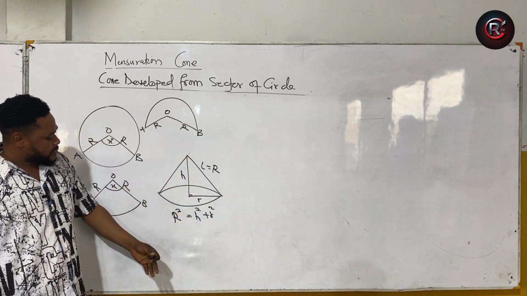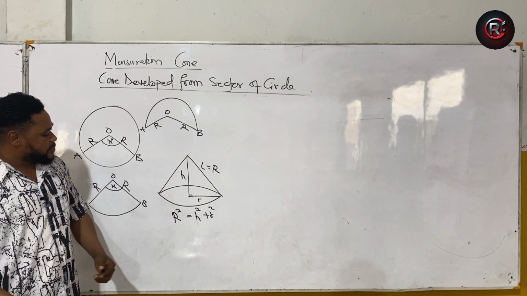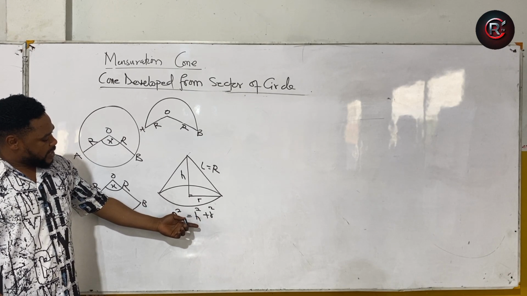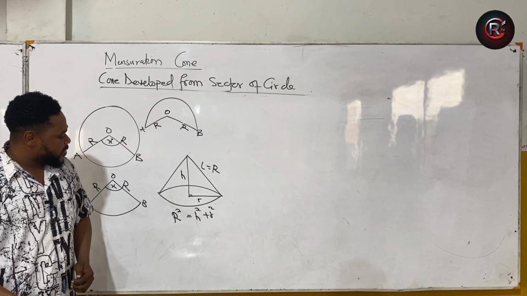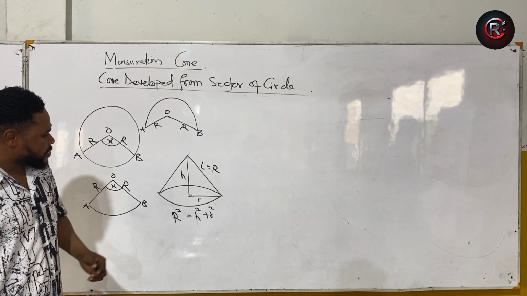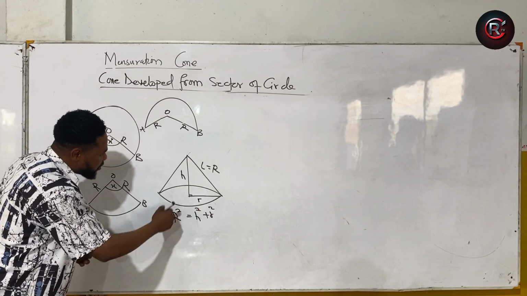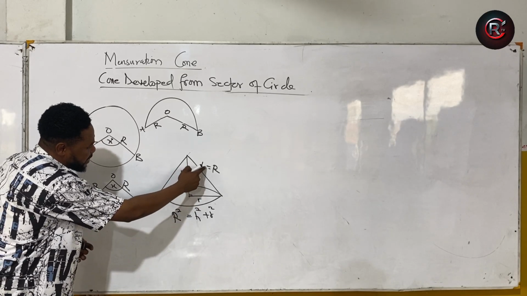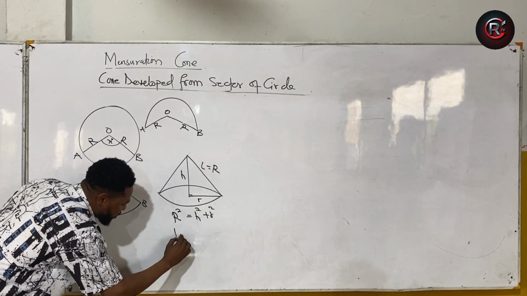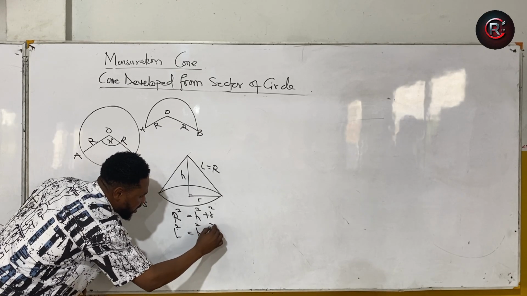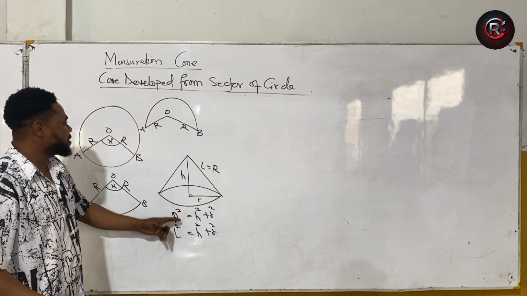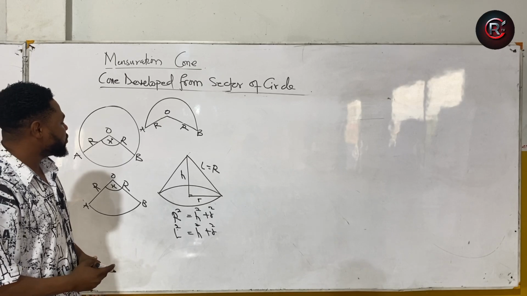So you can be asked to find R, you just make R the subject. You can be asked to find h, you make h the subject. You can also be asked to find small r, that's the base radius. Now this formula, we can also write it because if L equals R, we can also say L squared should be equal to h squared plus what? r squared. So this and this are the same things that we can do.